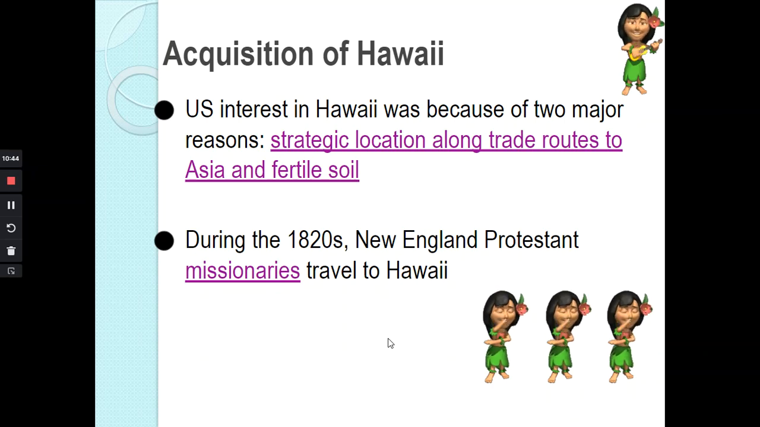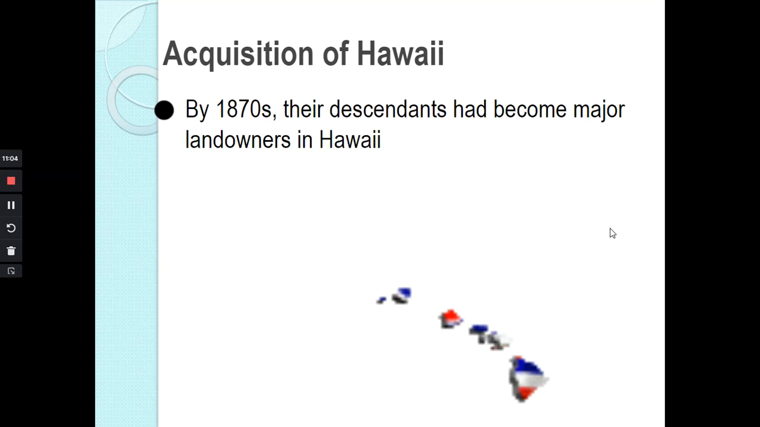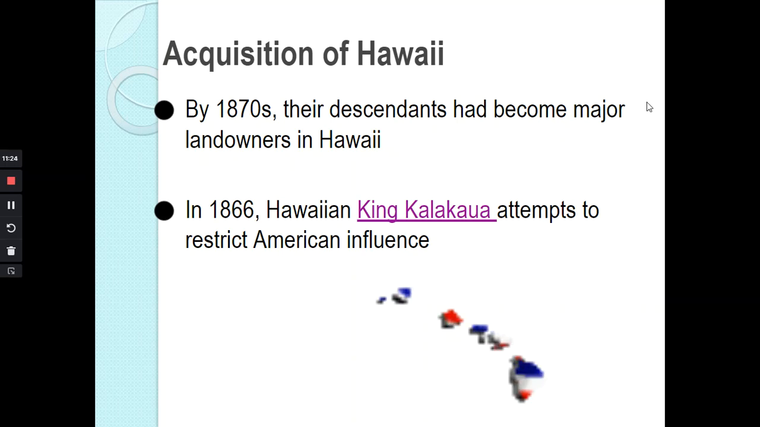In the 1820s, going way back before what we've studied, in fact, this would have been what you studied in middle school, New England Protestant missionaries traveled to Hawaii to try to spread Christianity to the people of the islands of Hawaii. Their children in the 1870s are the ones who become major landowners in what is now the state of Hawaii. So here you have these missionaries, 1820s, they move there. By the 1870s, their children and grandchildren, they're the ones who are now the major landowners.